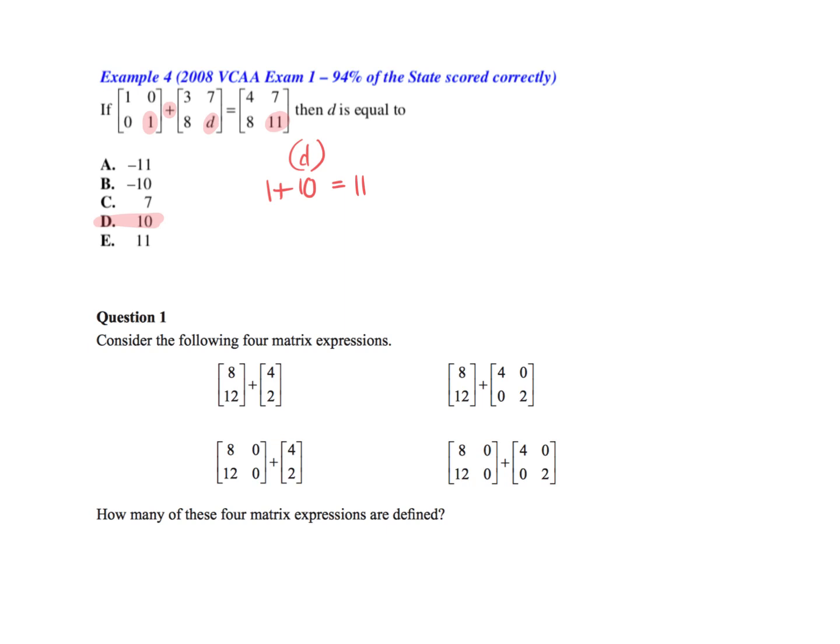Okay, consider the 4 matrix expressions. How many of these expressions are defined? Defined means you can actually calculate it, and it's an expression because you're trying to add them together and there's no equal sign. They're just saying if you add them together. Now we can only add them together if they have the same what? The same order. So which ones have the same order? These ones have the same order, and that. So how many of these are defined? 2. 2 are defined.